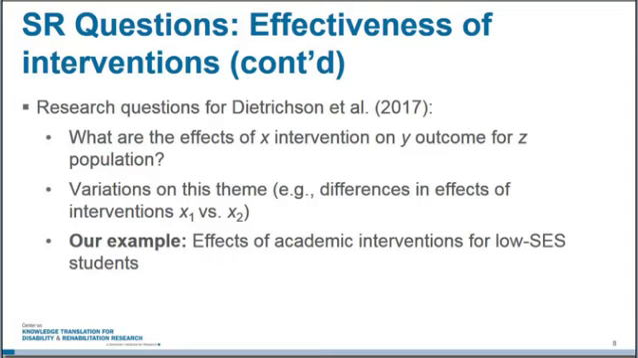So this kind of review, a review question about the effectiveness of interventions, takes the form of what are the effects of some intervention X on some set of outcomes Y for some population. Or you might see variations on that theme, looking at differences in effects of different interventions. But in our example, for Dietrichson, the research question is about the effectiveness of academic interventions for low SES students.